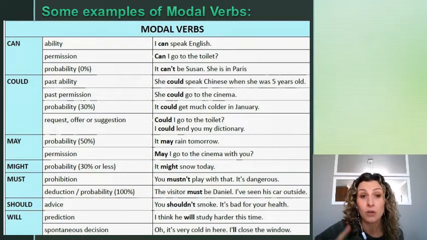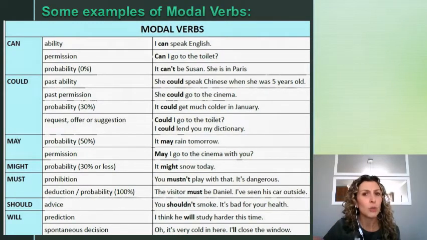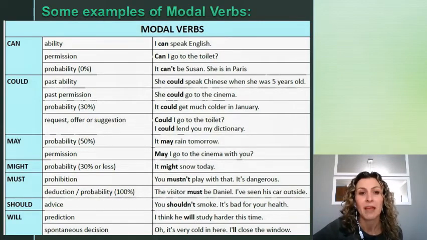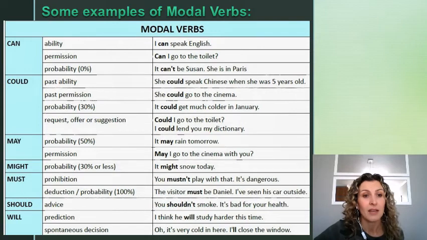Now about could. Could can be a past. Past ability. She could speak Chinese when she was 5 years old. I don't know if she can speak Chinese today, but when she was 5 years old, she could speak. Past permission. Example, she could go to the cinema. Or probability like 30%. It could get much colder in January. Could can be a request, offer, or suggestion. Could I go to the toilet? Could is a little bit more formal than can. Or I could lend you my dictionary.